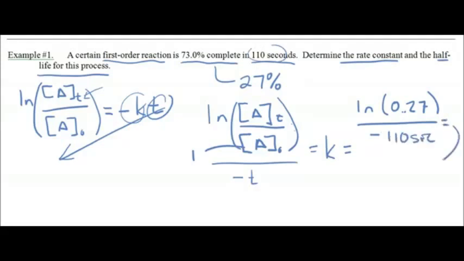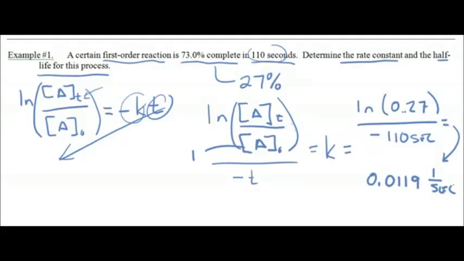And if I type that all in, let's go ahead and get a number here. So natural log of 0.27 divided by negative 110. So I get a K value that's equal to 0.0119. And the unit for this is 1 over seconds. So there's my K. That should say seconds. So that's my K value.